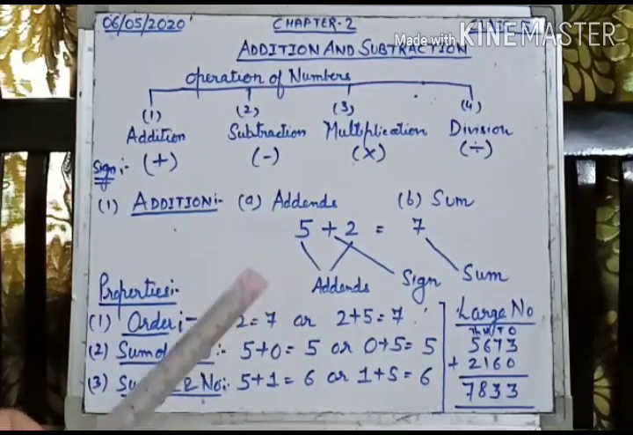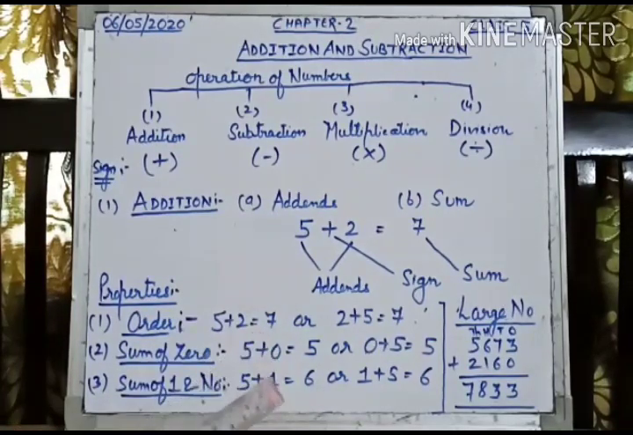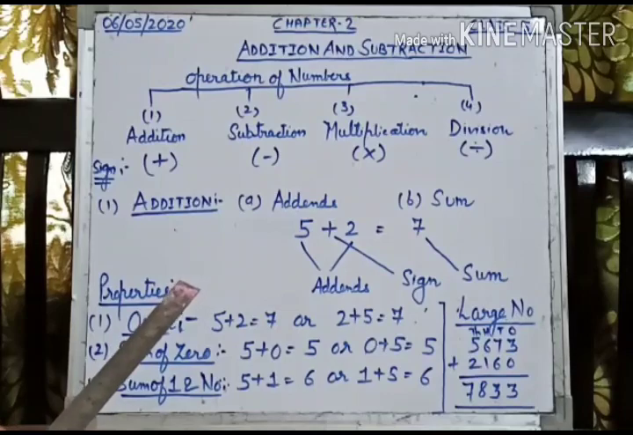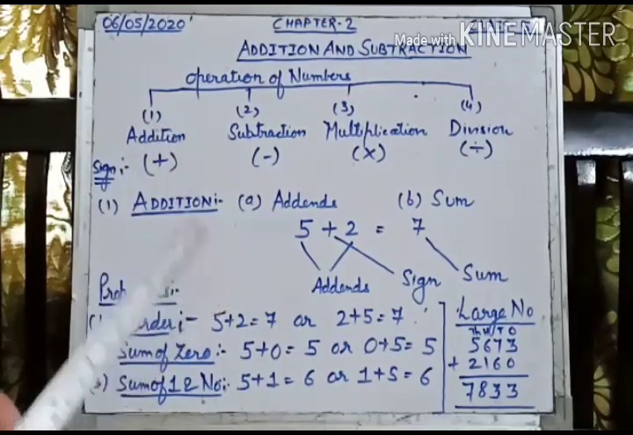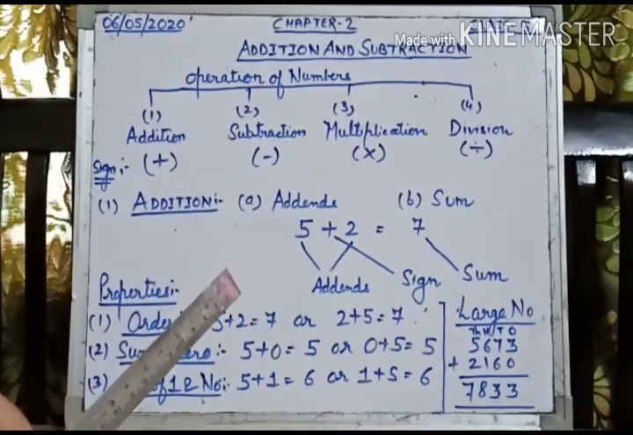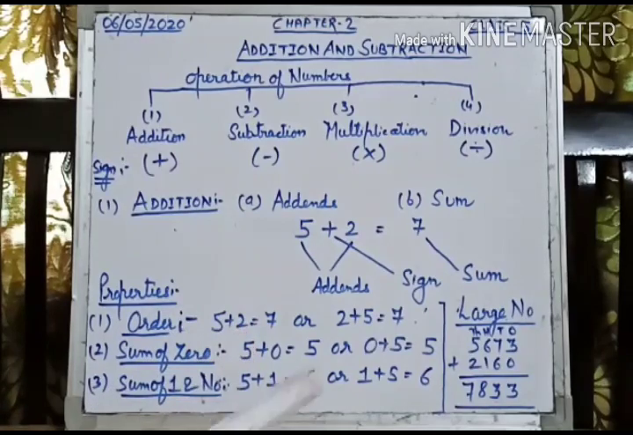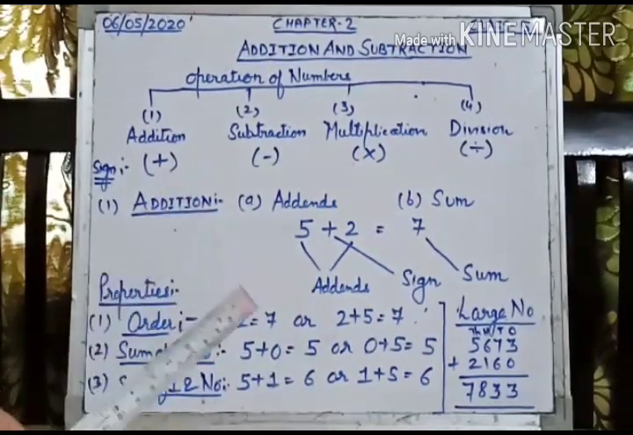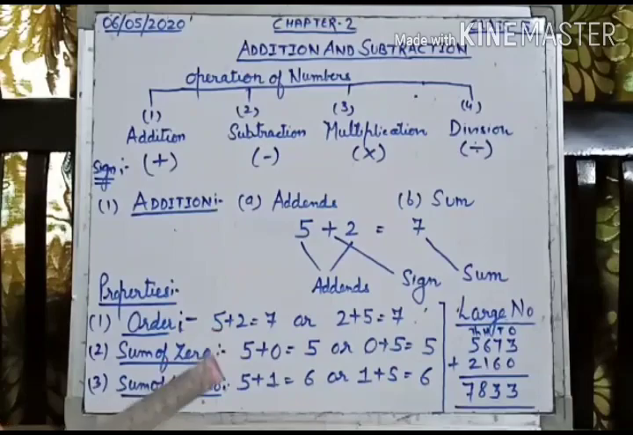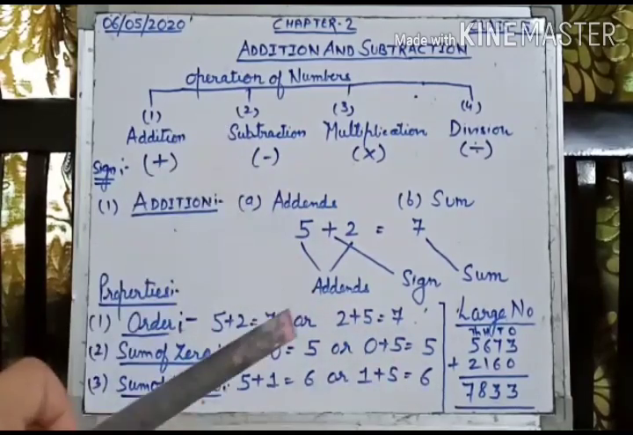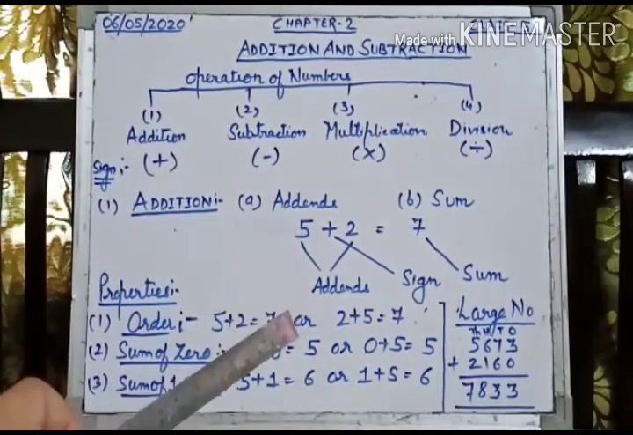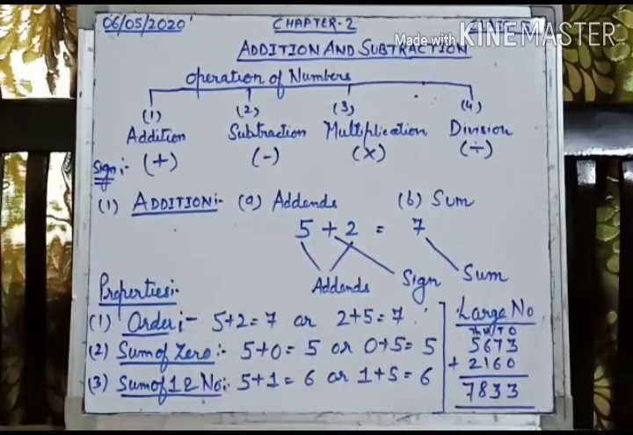Then 7 plus 6 will be 13. 3 you will write here and 1 will be carried forward. 1 plus 6 is equal to 7. 7 plus 1 is equal to 8. We don't have anything to carry down, so we will simply add 5 plus 2, which is equal to 7. The answer will be 7,833. So these were the properties of addition.